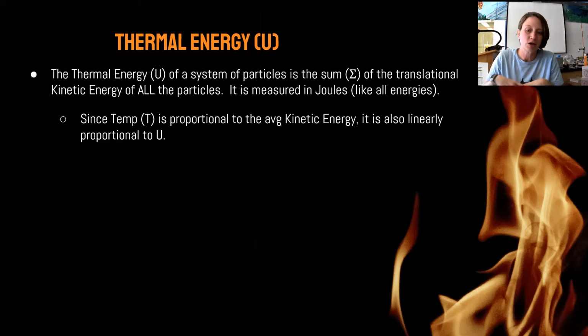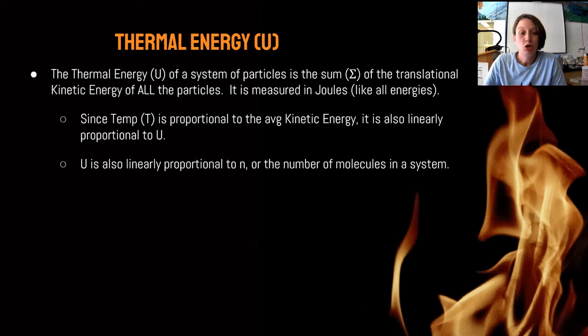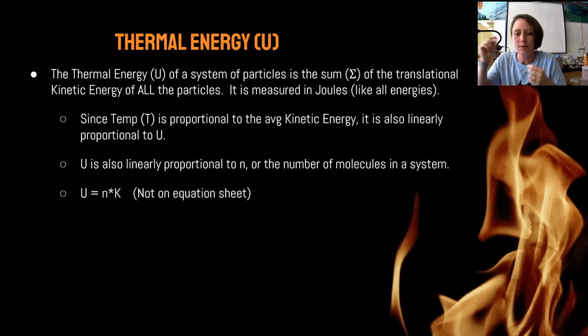So hotter objects are going to have more thermal energy in general than cooler objects. But U is also going to be linearly proportional to N, or the number of molecules, because obviously the more molecules you have with kinetic energy, the more total energy you're going to have in the system. It's pretty easy to calculate U. It's just N, which is the number of molecules, multiplied by K, which is the average kinetic energy of the particles. Obviously, some are a little bit higher and some are a little bit lower, but since we have that average value, it's really convenient and easy to calculate.